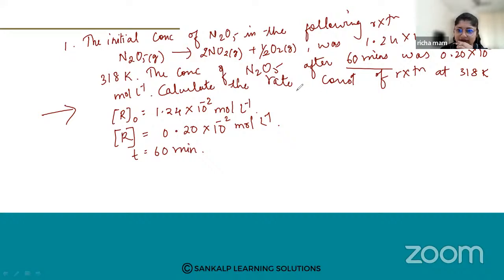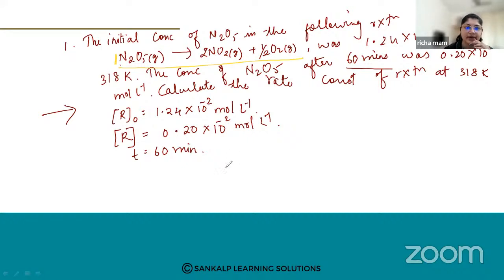Can you tell me what is the order of the reaction? How can you decide the order of the reaction? You have to see the concentration of the reactant, it is raised to 1. So when you see this particular reaction, N2O5 giving you this, it is a first order reaction.